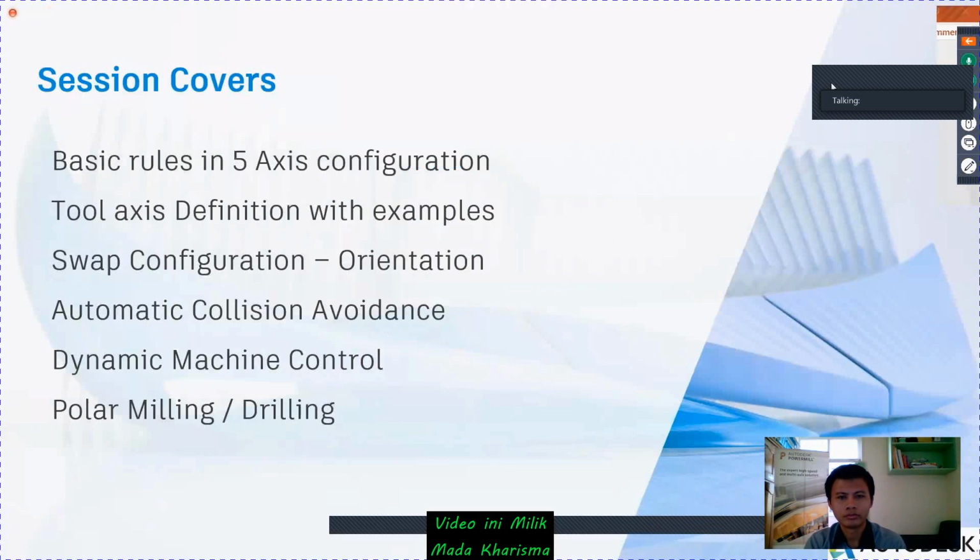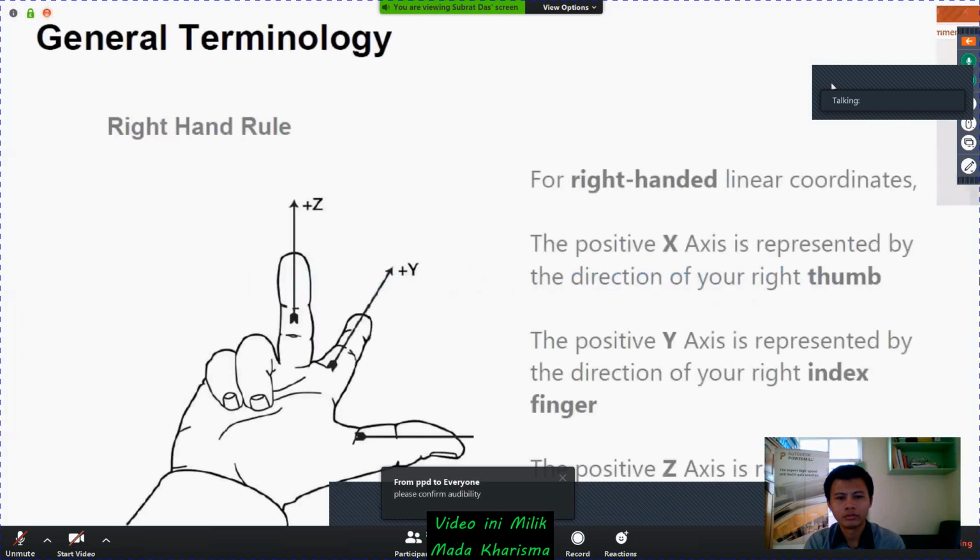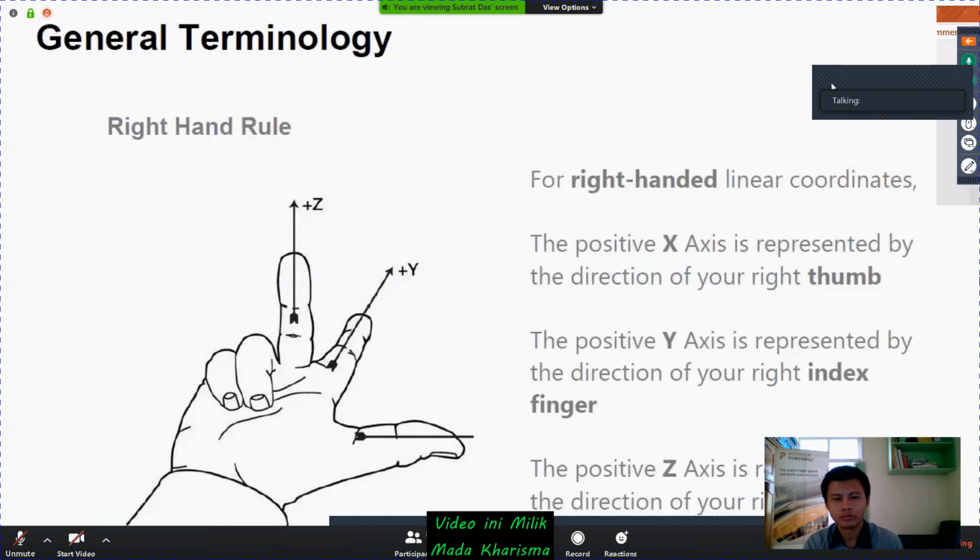Okay, let's move to our basic rules in 5-axis configuration. For any 3-axis, the right-hand rule is our general terminology. Our thumb is the x-axis, our index finger is y, and our middle finger is z. That is the 3-axis concept.